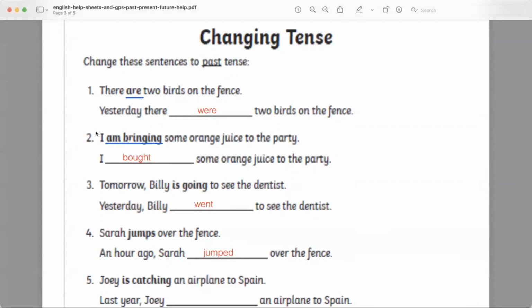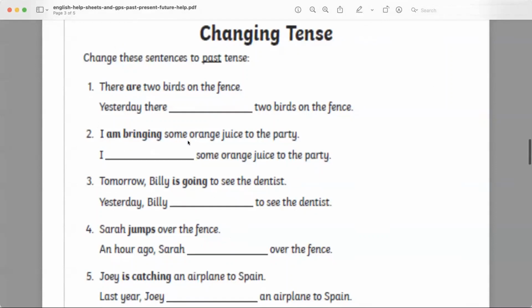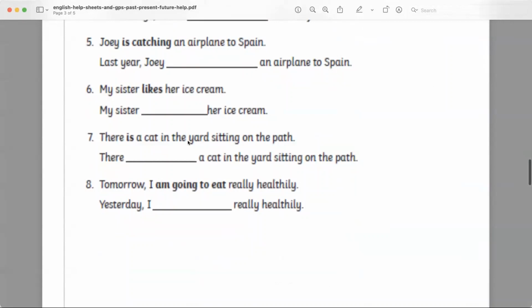Let's see. Oh, number 5. Just scroll down to number 5. Joey is catching an aeroplane to Spain.